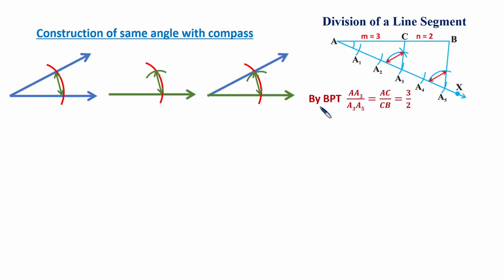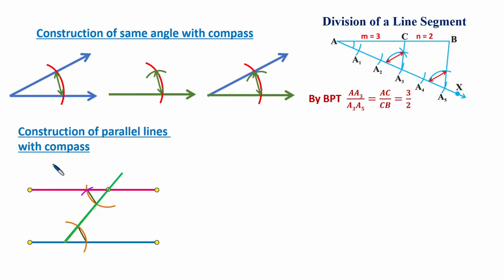So here I have said that this is by using the basic proportionality theorem. What does the basic proportionality theorem say? That if you draw a line parallel to any side, then the other two sides will be divided in the same ratio. So here I have written A3 by A5 is equal to AC by CB. This is the basic proportionality theorem. So this is always there, but we know that we want this as 3/2. And since we want A3 by A5 as 3/2, then since A3 is AC, AC is also 3 and CB is 2. So this is how it follows from the basic proportionality theorem.